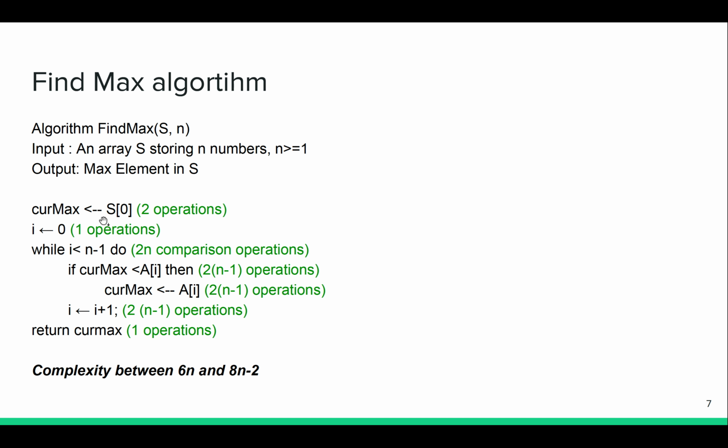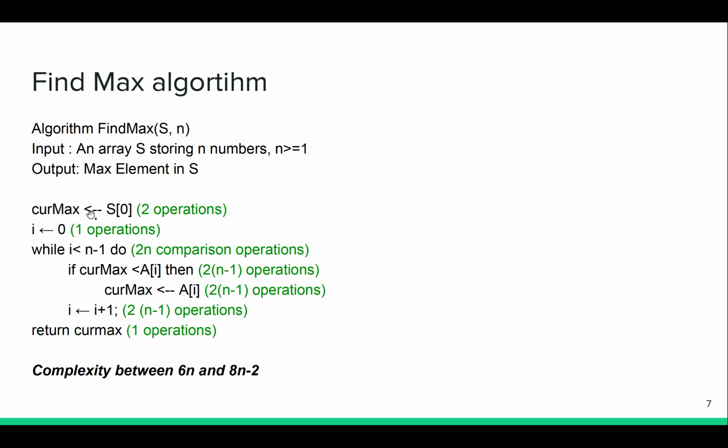This algorithm has a currMax which is being assigned S of 0. Here S is an array that is storing n numbers, and the output of the algorithm will be the maximum element in the array. Like I said, the counting primitive operations include array indexing. So when I say S of 0, it is considered one operation because I am fetching the element from the S of 0 location. And once I fetch the element, I am assigning it to the currMax variable.